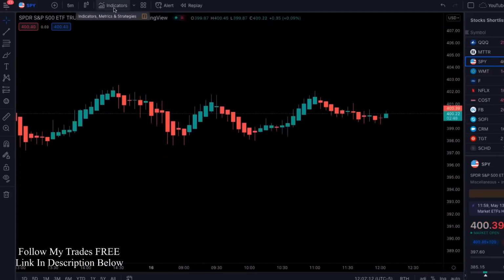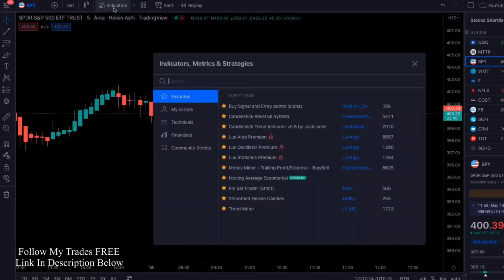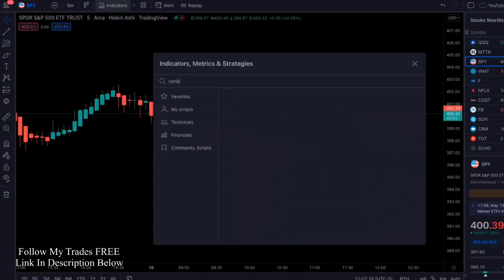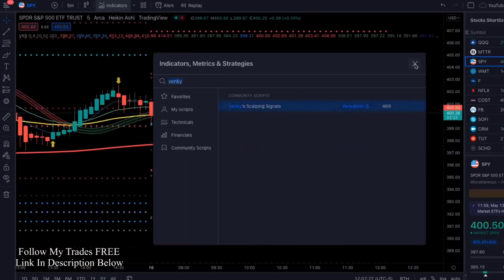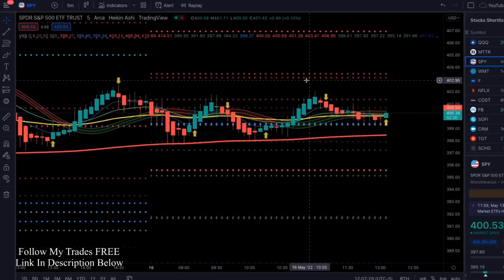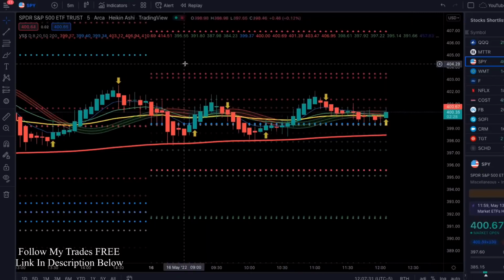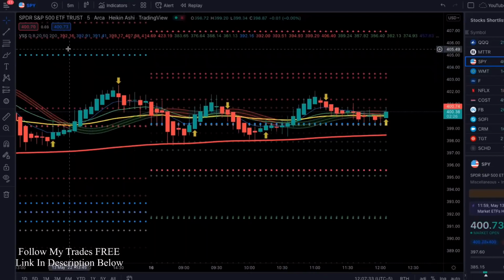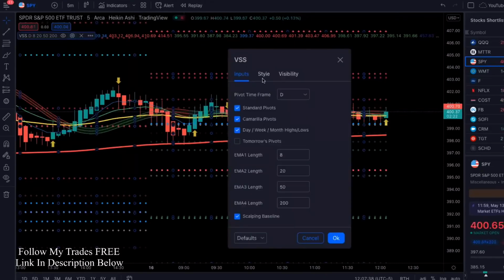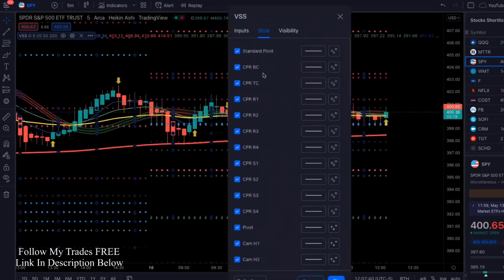All right. The first indicator that we're going to add is called the Venki's scalping signals. So far, it's only got 469 people that follow it, so it's relatively new. Once we add that, it is super busy and annoying, and I like my charts to be clean. So we're going to go into the settings, go into style, and uncheck everything except for a few things.